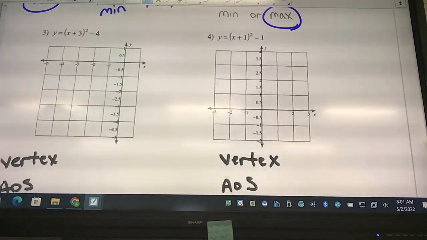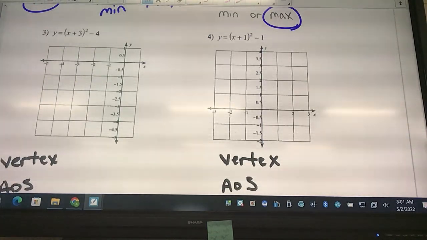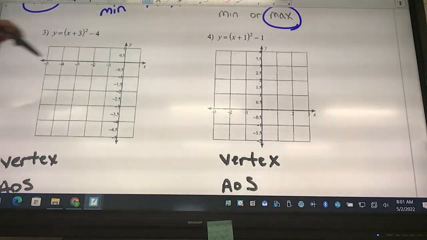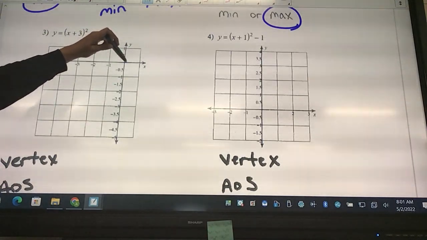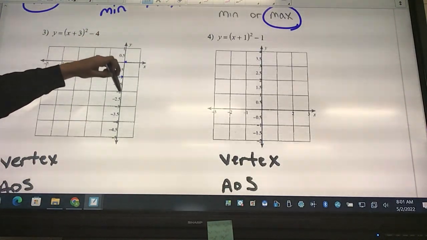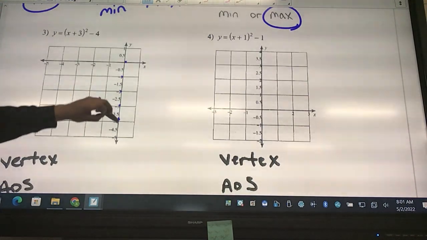So here's what I'm telling you to do. Keep your pencil on 0. Don't make a dot until it's ready. So you're gonna go down 4. So from here, count down 4. 1, 2, 3, 4. So we're right here.